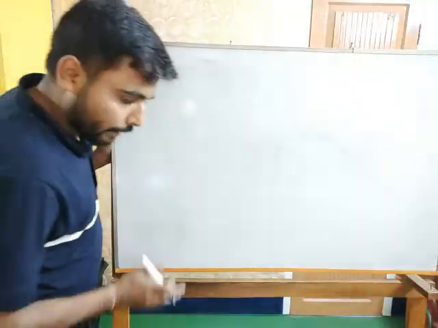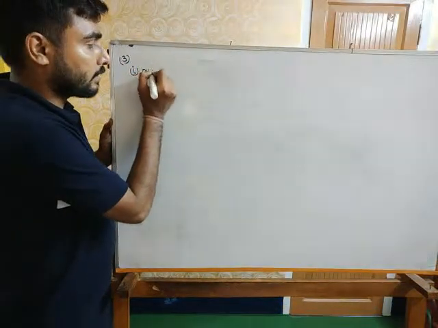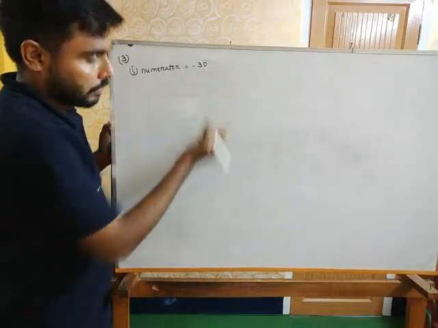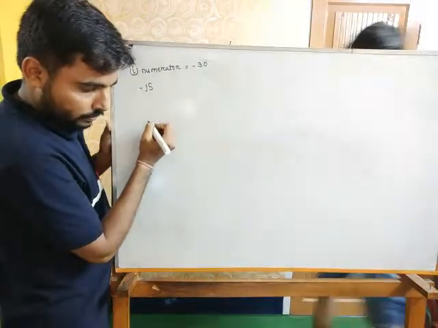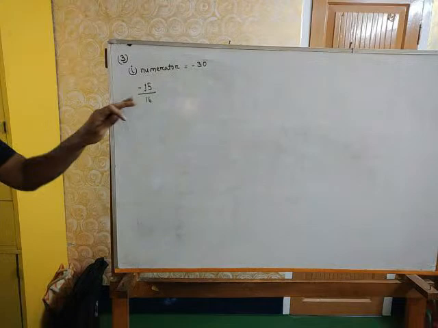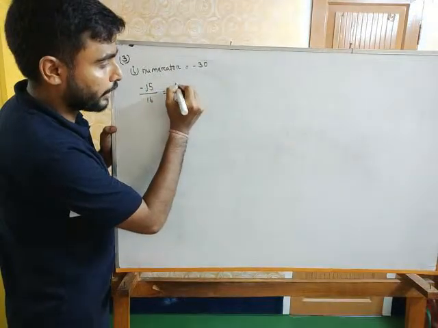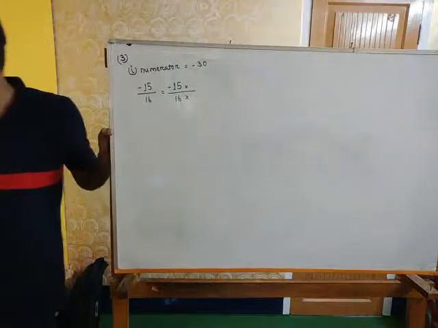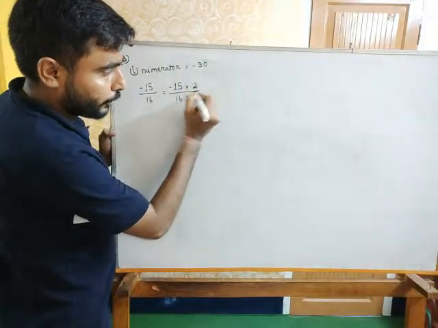So, question number 1, you have to make the rational number with numerator minus 30. Okay. So, this is the rational number given. Minus 15 by 16. How do we make the numerator minus 30? So, 15 into 2 is 30.